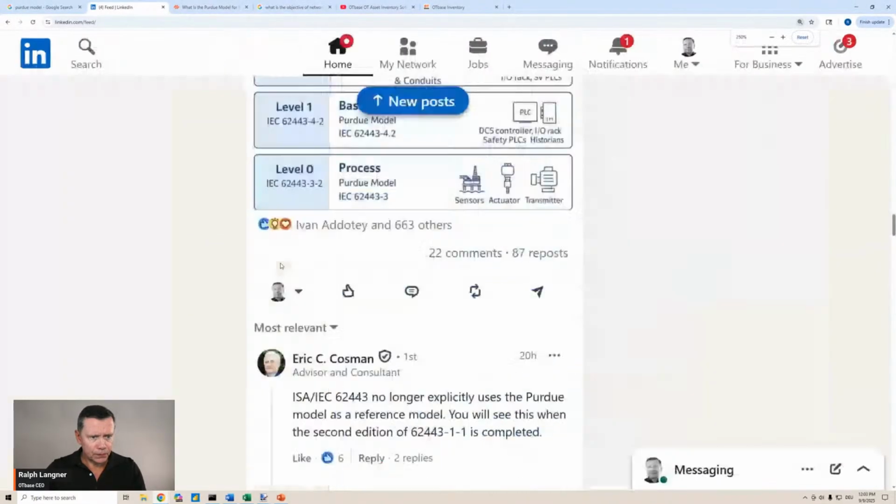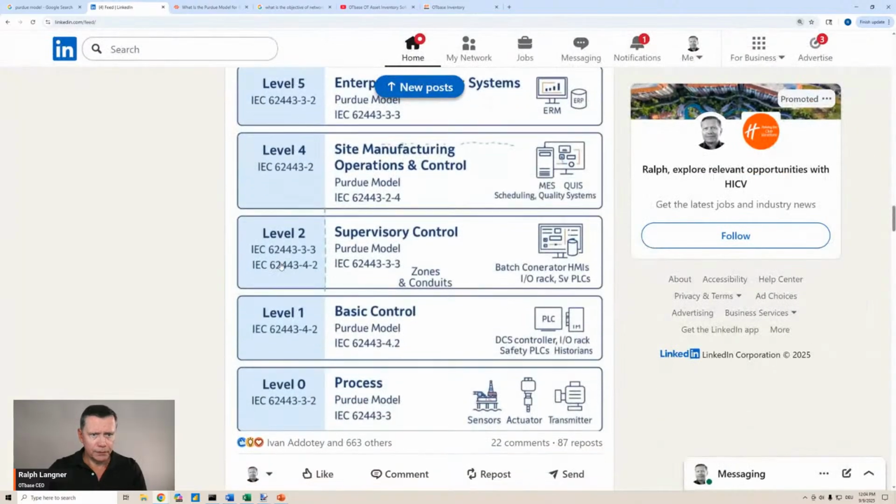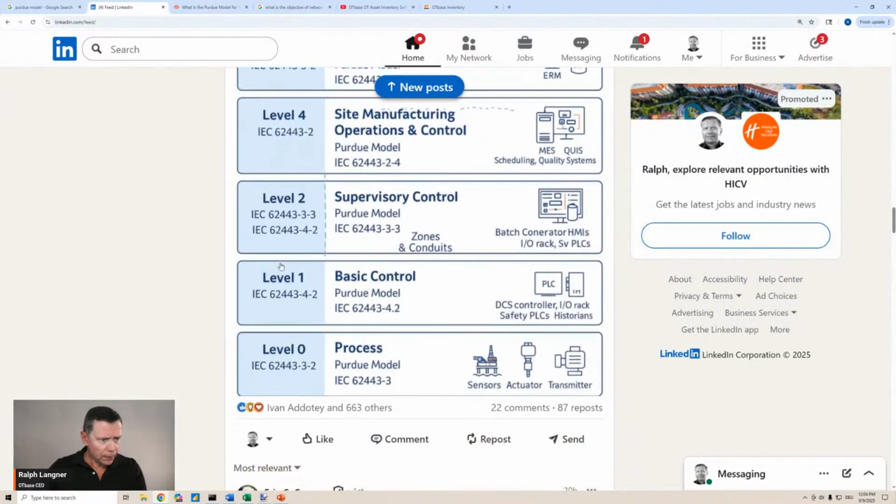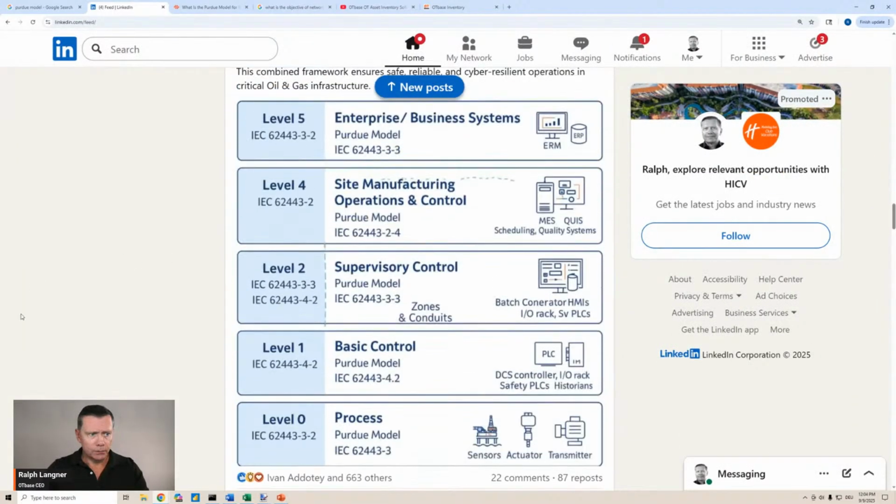And what I think is noteworthy is, just look at that diagram here. What about level 3? Level 3 is missing. There is no level 3. Site manufacturing is at level 4, that's creative, and level 5 is enterprise and business systems. And I would just imagine you have encountered that already a couple of times.